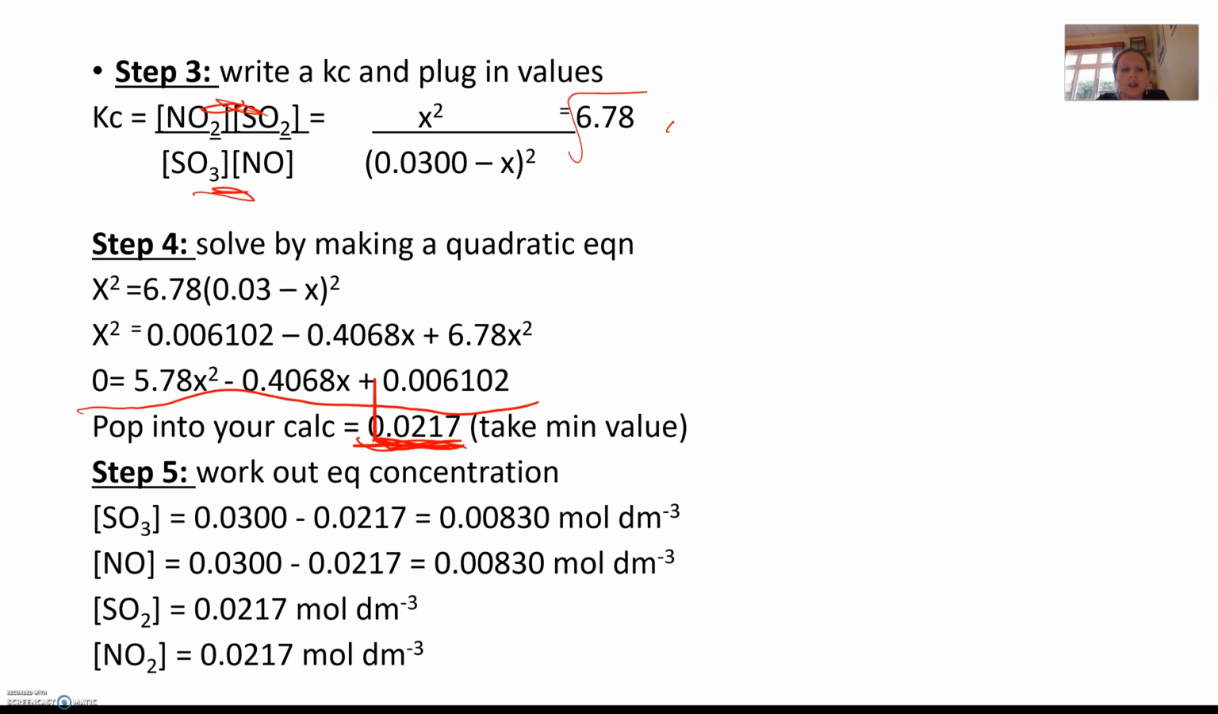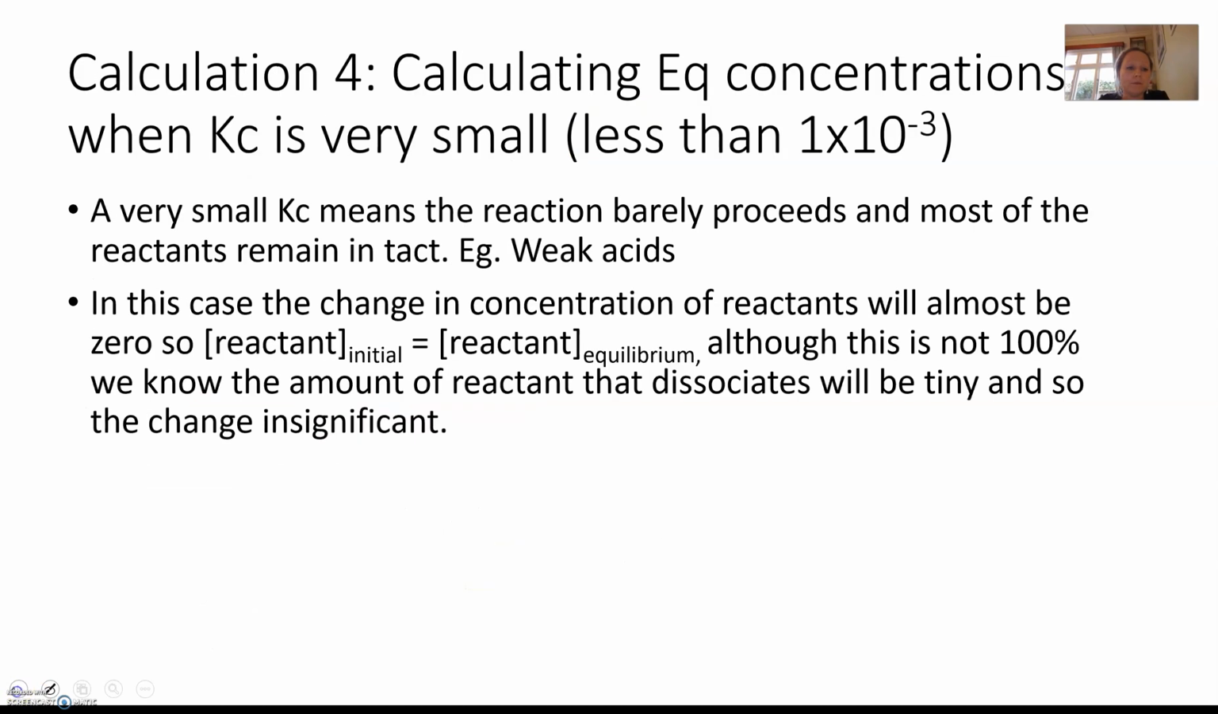So now what we need to do is work out the equilibrium concentrations. If this is x, we know that SO3 was its initial concentration minus x, so that gives you the equilibrium concentration. NO was the same, and these two products were plus x, so it's just those concentrations. And so that's how we do it. This one here is a little bit messier because you do have to do algebra.